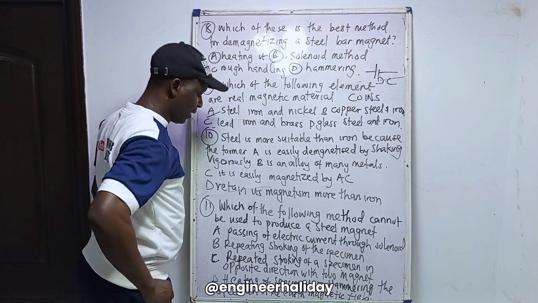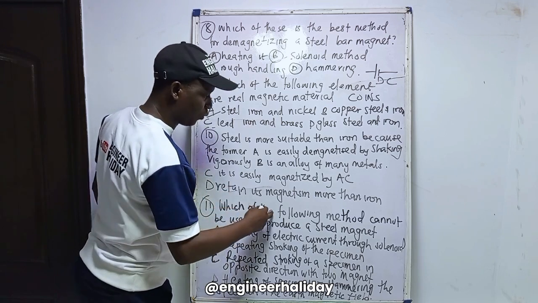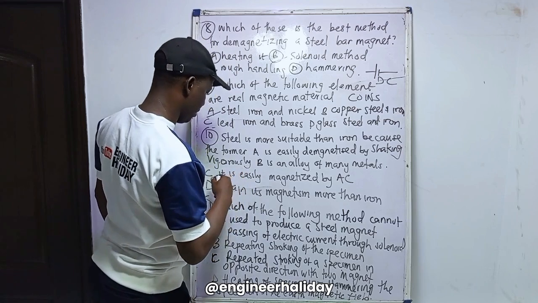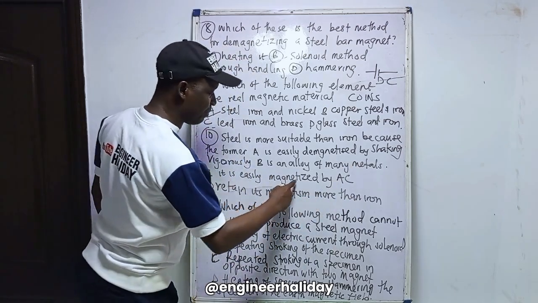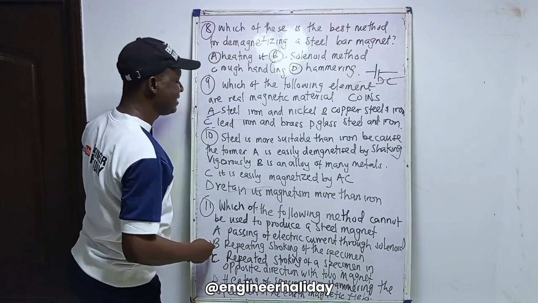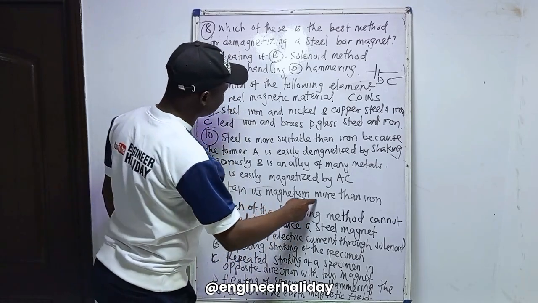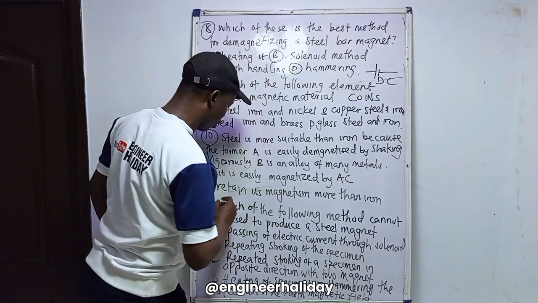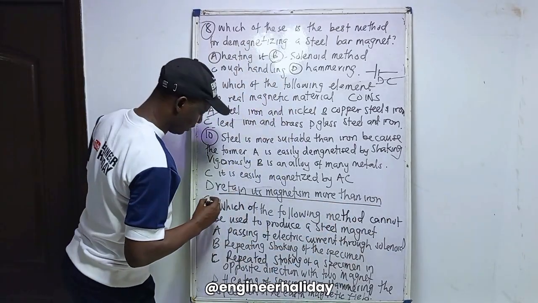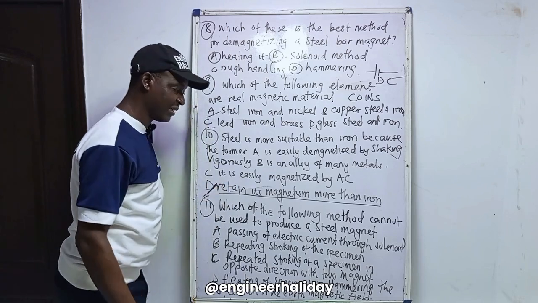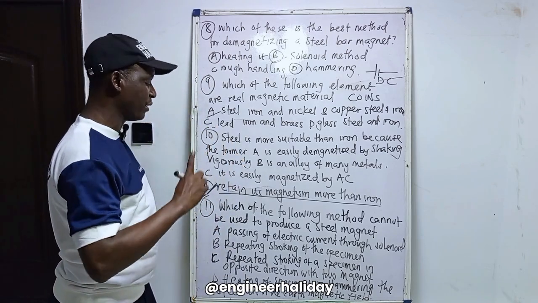Now, look at this. The question says, which of the following methods? Okay, I think we are in option C. It says it's an alloy of many metals. B, it's easily demagnetized by AC. Retain its magnetism more than iron. This is the answer that suits the question. So this one is even the correct answer here. It still retains magnetism more than iron.